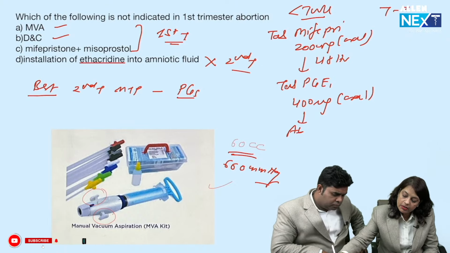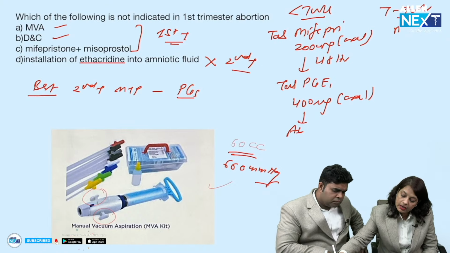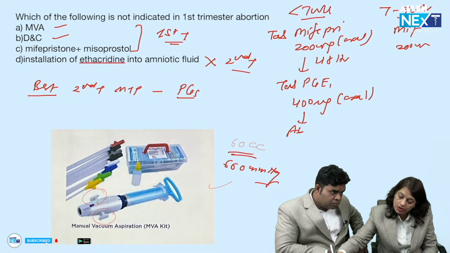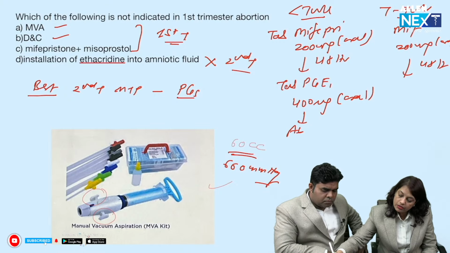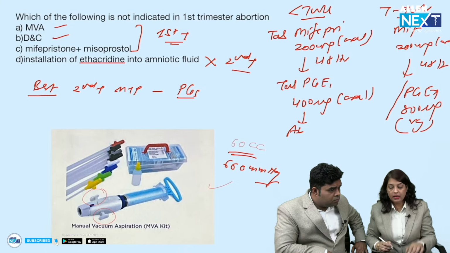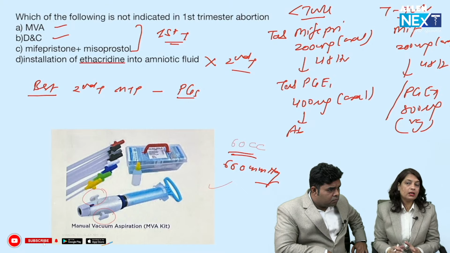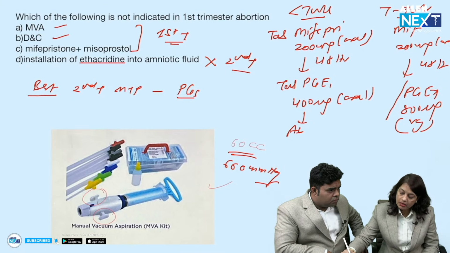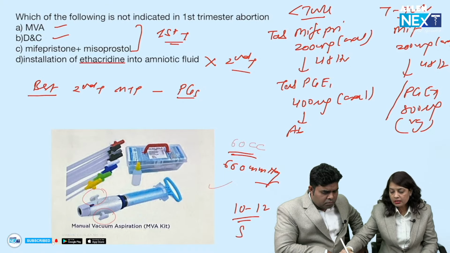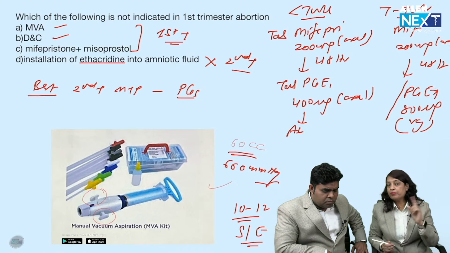If it is 7 to 9 weeks, then it is mifepristone 200 milligram oral, and after 48 hours tablet prostaglandin E1 800 micrograms intravaginal tablet. If they are asking about an MTP, suppose it is 10 to 12 weeks or 8 to 12 weeks, then suction evacuation is the best method.